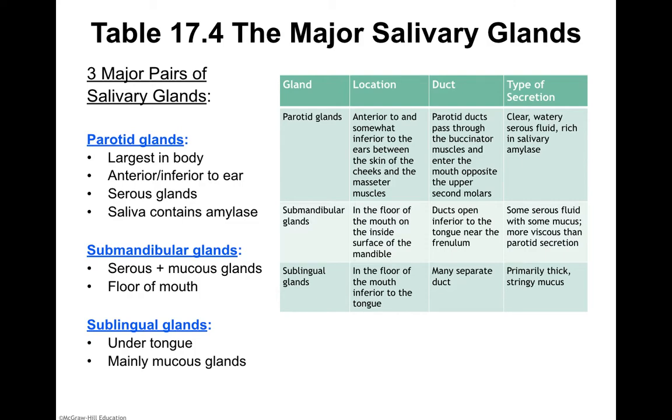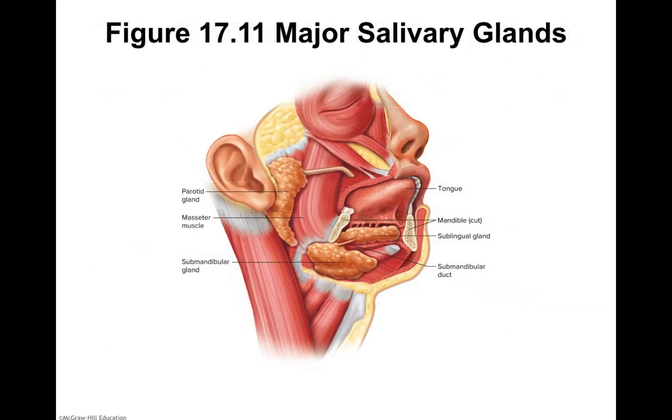Submandibular glands have both serous and mucus. They're found on the floor of the mouth, while the sublingual glands are mainly mucus, and they are found under the tongue. And I'll let you go through this chart in your book to figure out where the ducts for them exist and what type of secretions they make based on whether they are more serous or mucus.